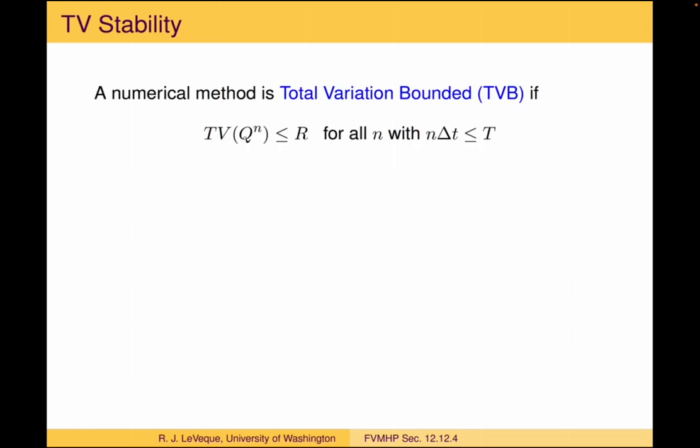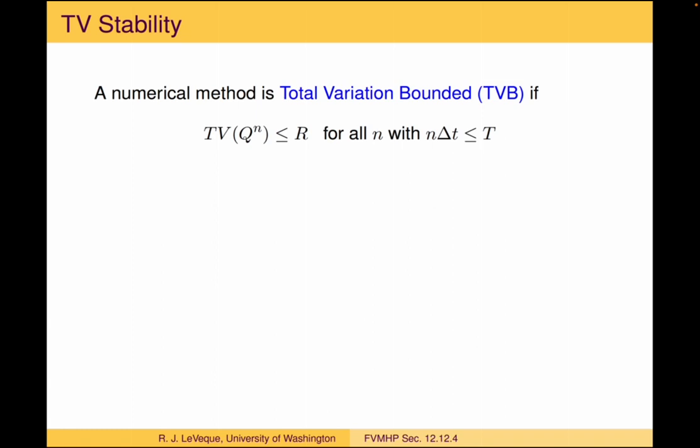So there's another notion I'll briefly mention, which is called total variation stability, which is again related to the TVD methods that we've looked at and the TVD limiters that we've derived. But a little more generally, instead of being total variation diminishing, you can talk about a method being total variation bounded if it has the property that the total variation stays bounded by some constant R for all time up to some time capital T as you refine the grid.